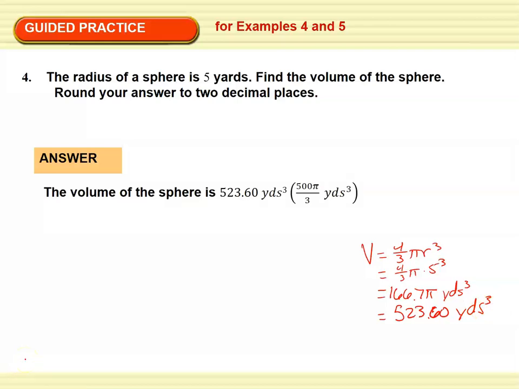Okay. You could also write, so here I wrote it as 166.7 pi. If you take the 166.7, it was actually 0.6 repeating. If you take that and turn it into a fraction, it's actually 500 over 3. So you could write it as 500 pi over 3. Those two answers are the same.